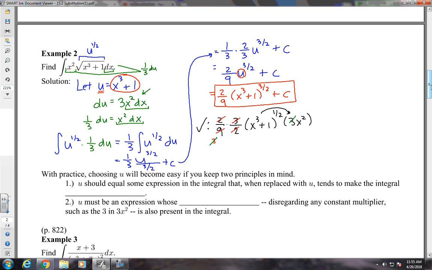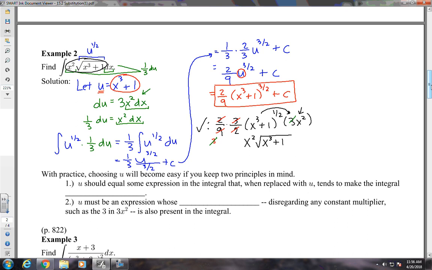So all of our constants go away, and we can rewrite this and make it look just like our original integrand. The x squared over here, we could move to the left side, and the x cubed plus 1 to the 1/2 is equivalent to the square root of x cubed plus 1. That was my original integrand, so I know that I got the right answer.